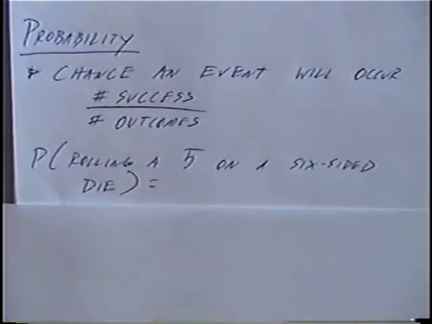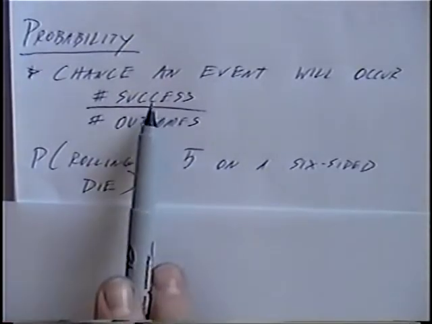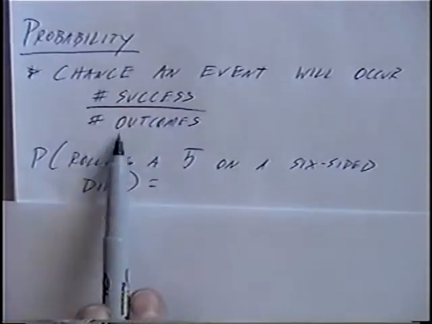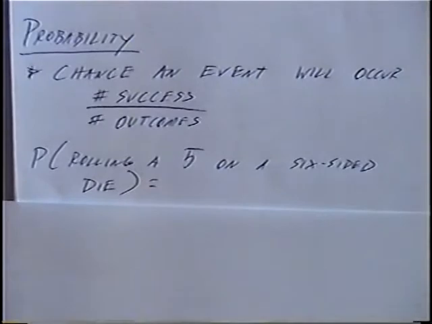For probability, we'll have a fraction for our answer. It'll be the chance of success, how many successes there are, divided by how many possible outcomes.